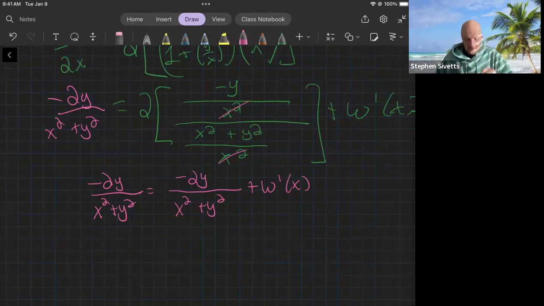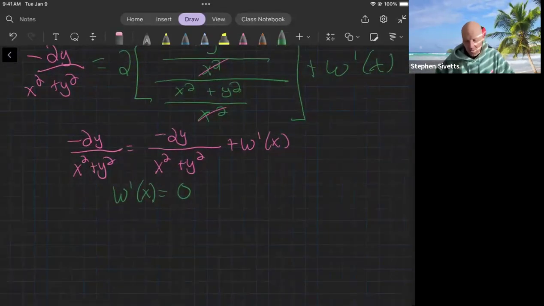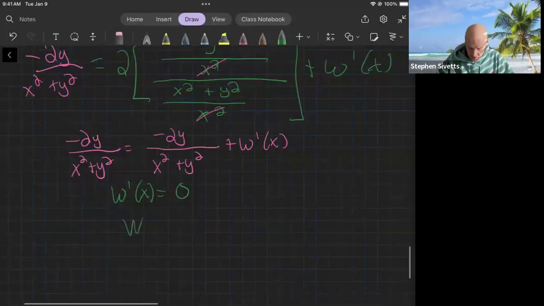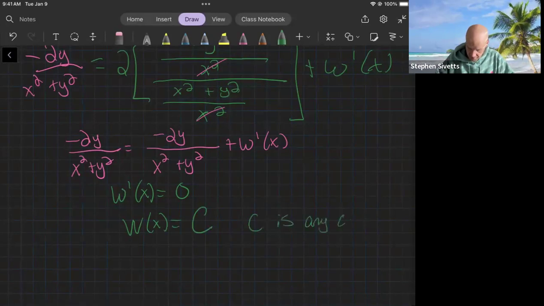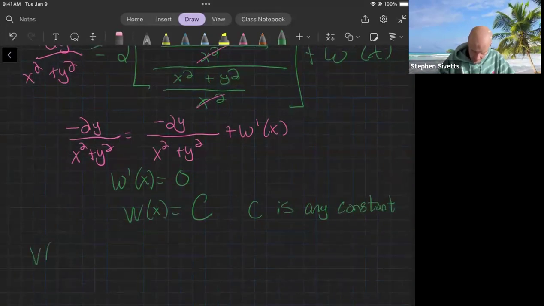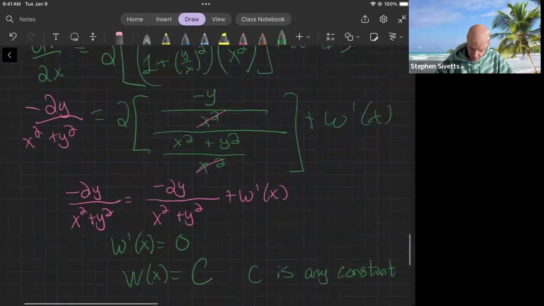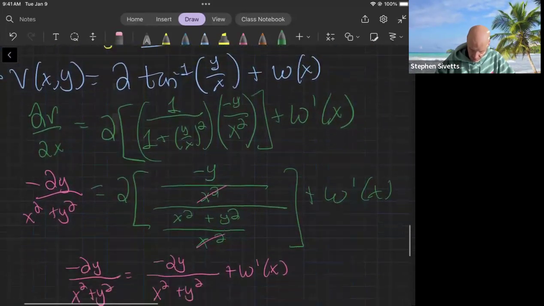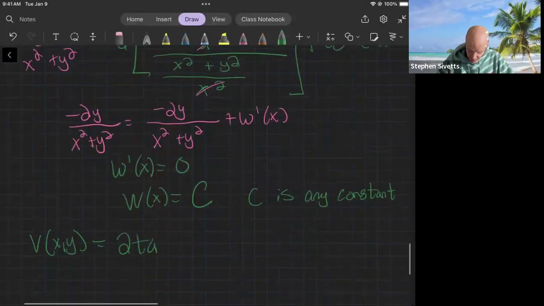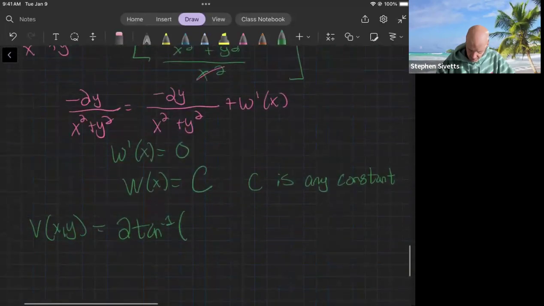I had to check on the algebra again. These are the same. So we'll have w prime of x equals 0, right? And if the derivative is 0, that means the function w of x is just a constant. C is any constant. Okay? So therefore, the harmonic conjugate v of x, y will be this 2 times inverse tangent of y over x plus c.